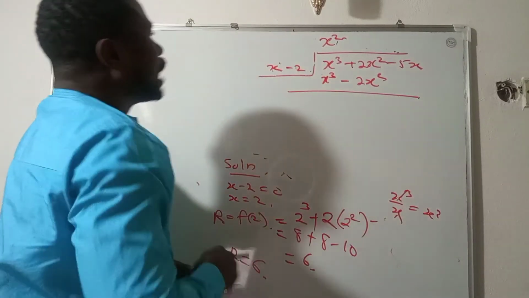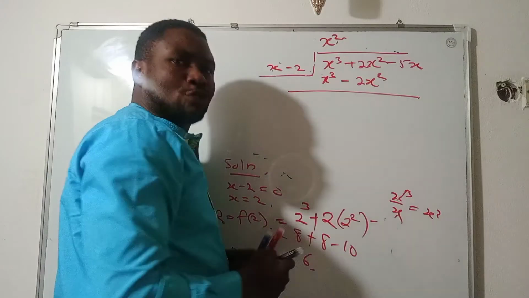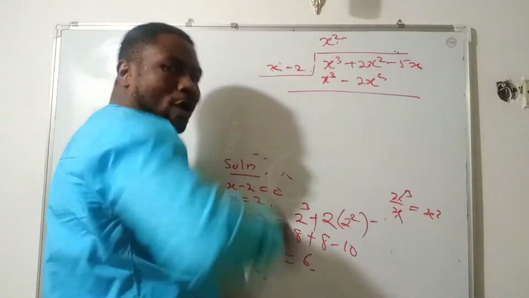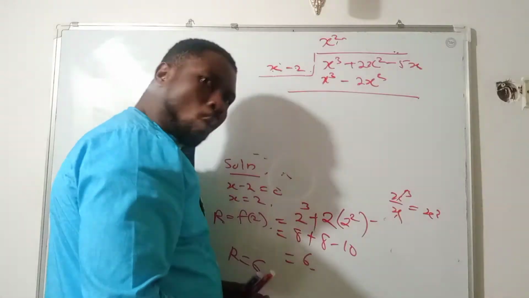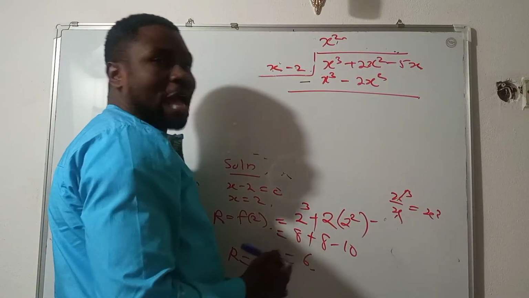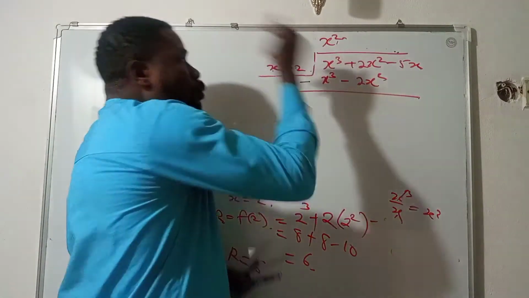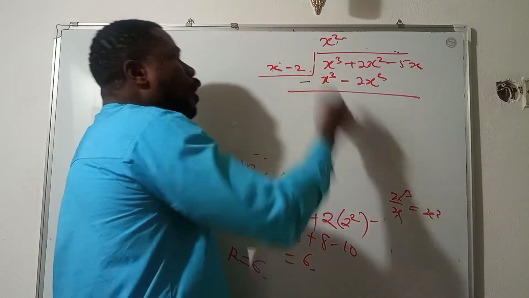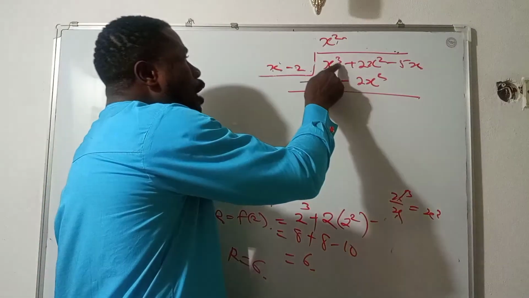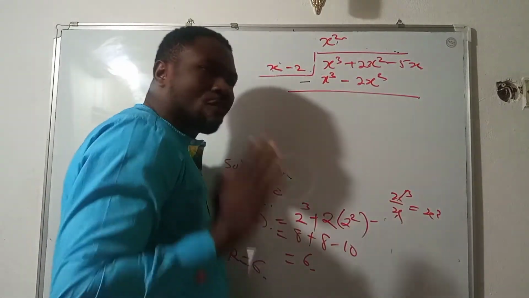Now, at this point, I will subtract. Why am I subtracting? Because I want to ensure that this x cubed disappears, or is eliminated, or turns to 0. And so I'll bring in a minus sign. If I bring a plus sign, the plus sign will not lead to the elimination of x cubed. So I need a minus sign instead. Therefore, it becomes x cubed minus x cubed, that, of course, is 0.